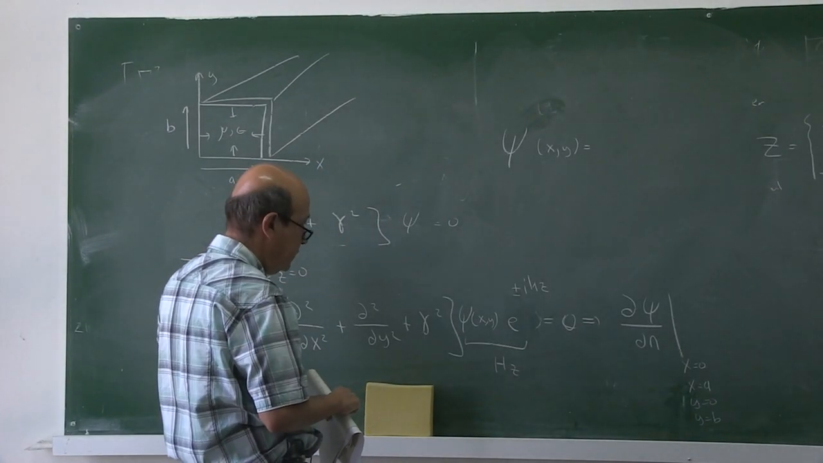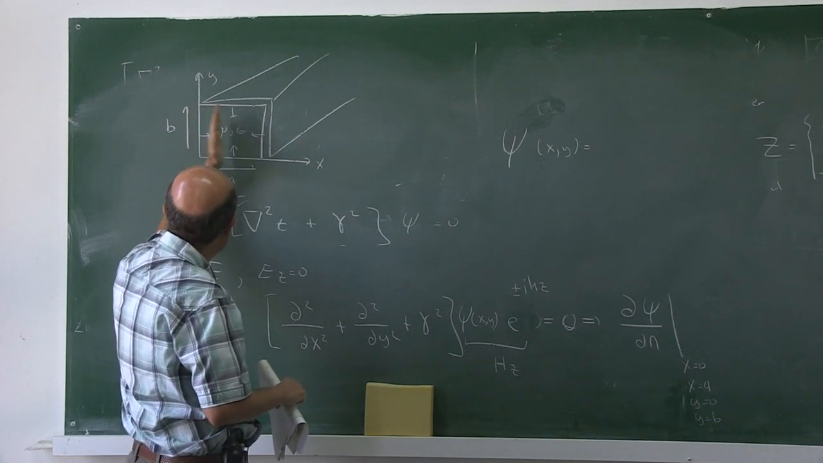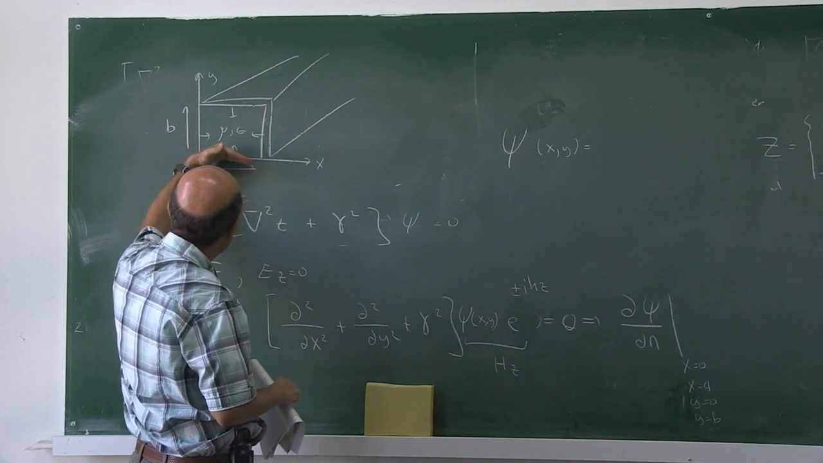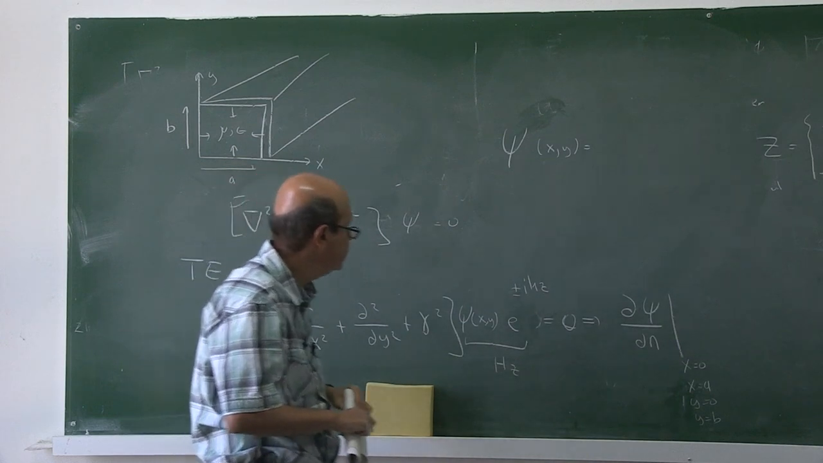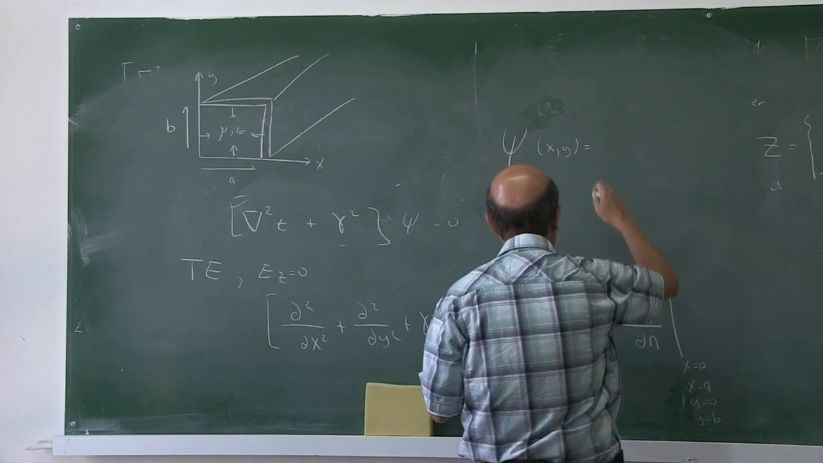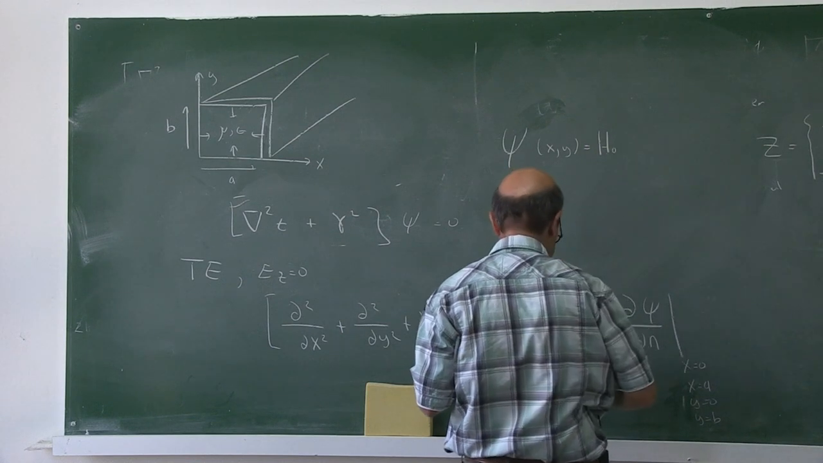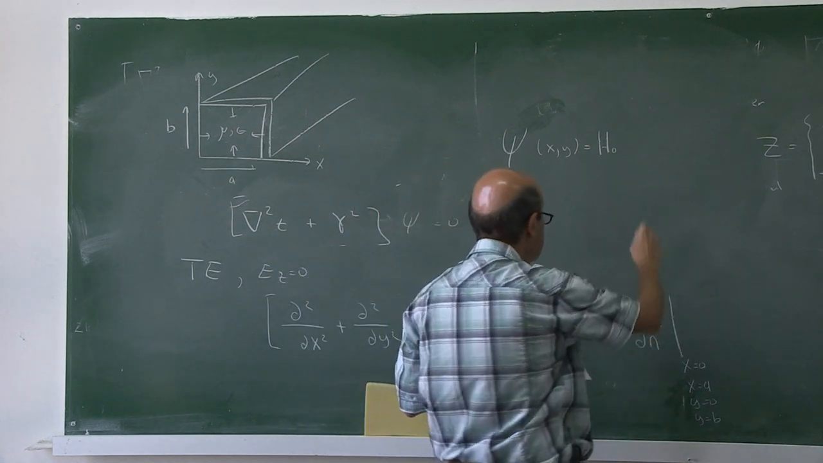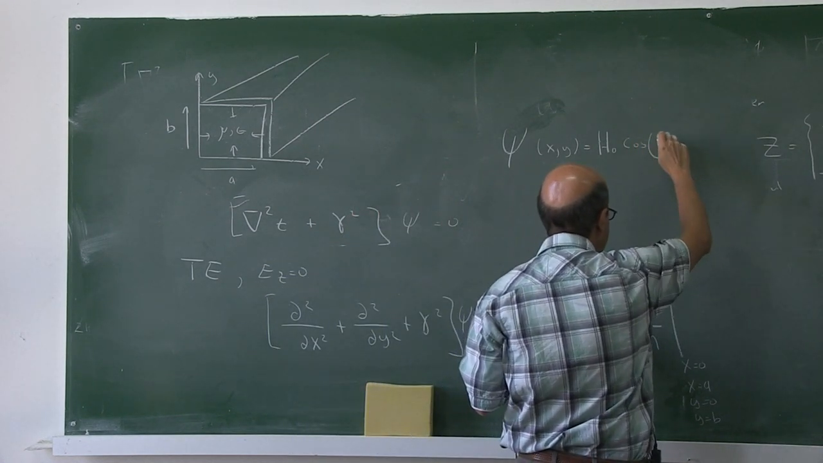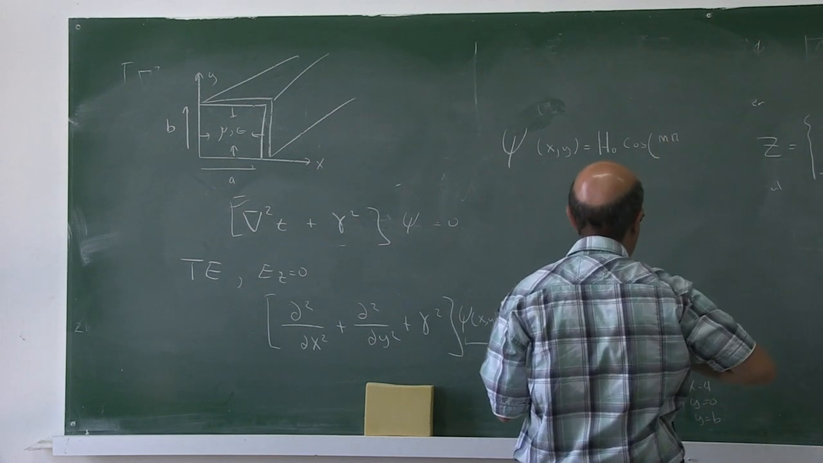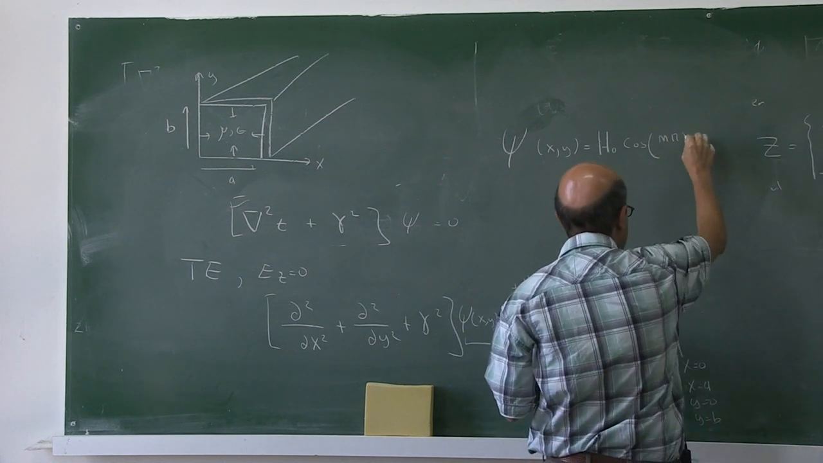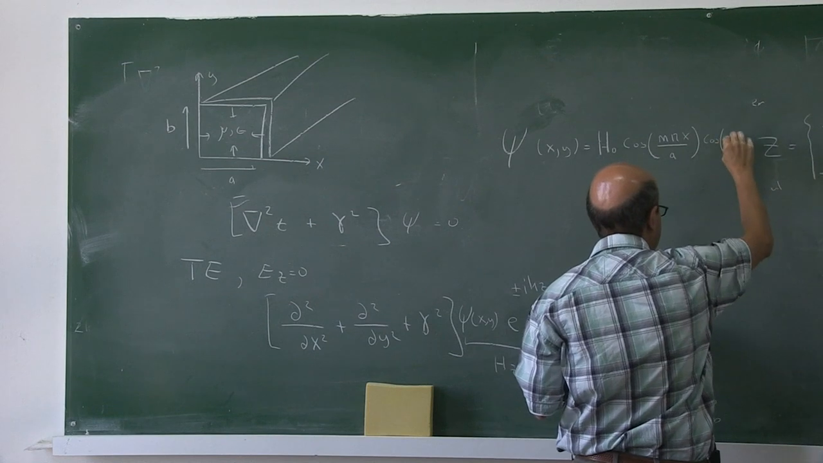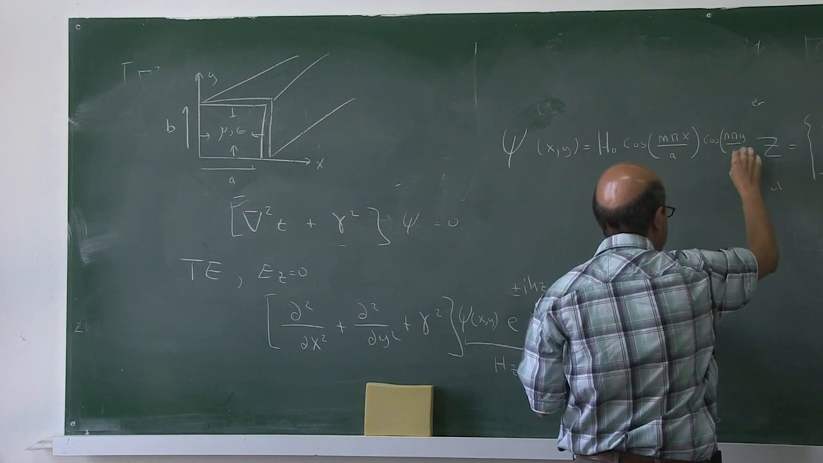X direction for left and right surfaces of the wall, and n is y for up and down. So basically, the form of the solution is the following: H0, because we want to find it at H0, cosine m pi x over a and cosine n pi y over b.